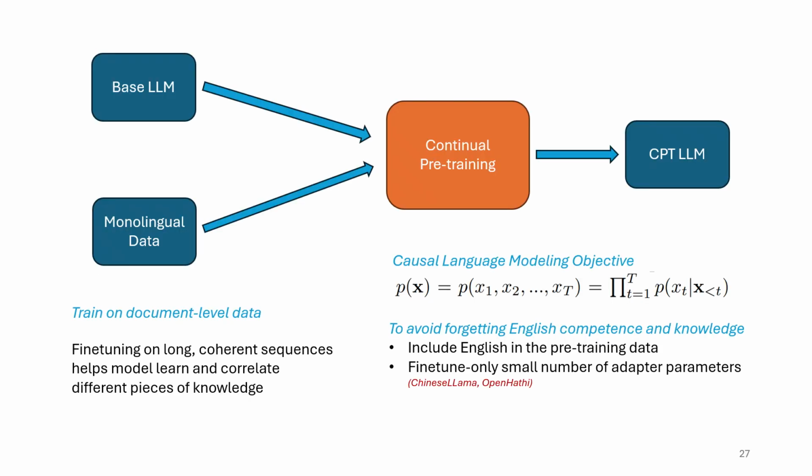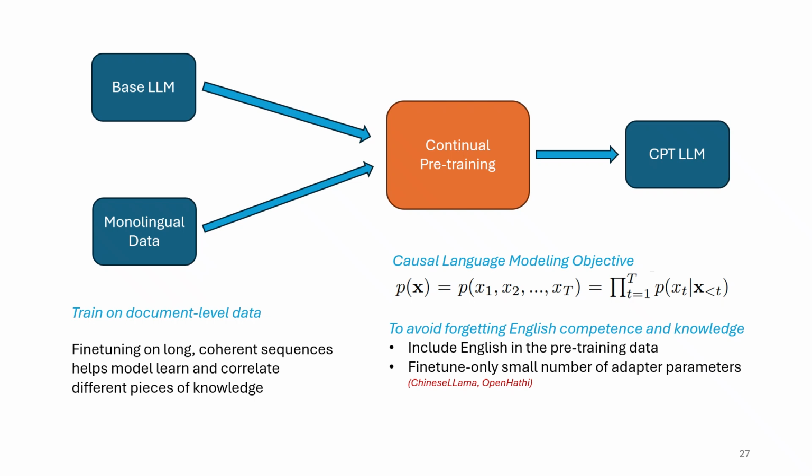So what is continual pre-training? It's standard causal language modeling, but with data in the new language. You will typically train with a lot of monolingual data, and ideally you want to train on document or paragraph data, whatever can fit into the context of the LM. Training on such long coherent sequences is important so that the model can learn and correlate different pieces of information, and it's not limited to information within a sentence context.